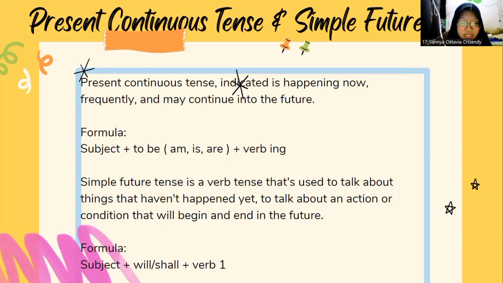Simple future tense is a verb tense that is used to talk about things that have not happened yet, to talk about an action or condition that will begin and end in the future. Formula is subject plus will or shall plus verb one.